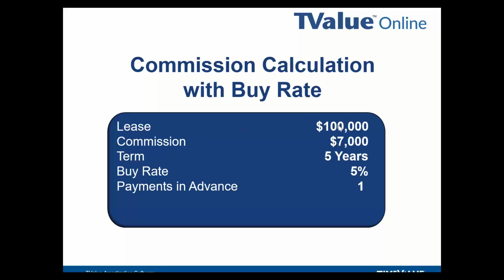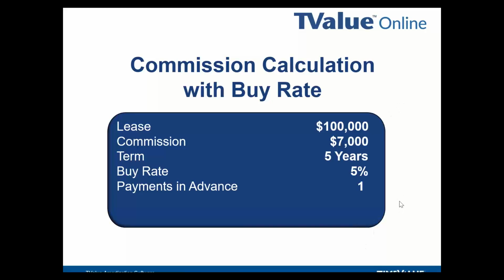So let's say we have a lease of $100,000. We have a commission of $7,000, and our term is 5 years or 60 months. We're going to have a buy rate of 5% and payments in advance, we'll have 1. And if we put our $7,000 commission in, we want to figure out what the sell rate is going to be.